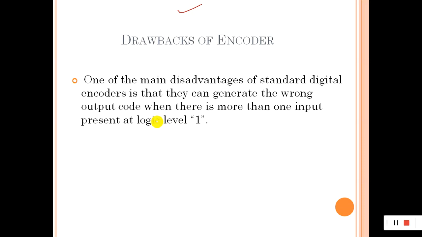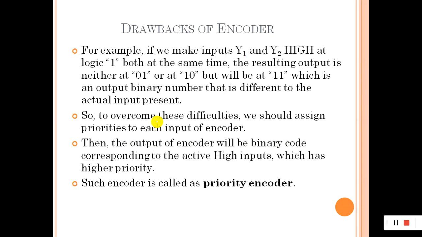We will try to understand this with the help of an example. For example, if we make inputs Y1 and Y2 high, at logic 1, both at the same time, the resulting output is neither 0,1 nor 1,0, because Y1 is equivalent to 0,1 and Y2 is equal to 1,0. It will not be equivalent to either of the outputs, but will be 1,1, an output binary number that is different from the actual input present.